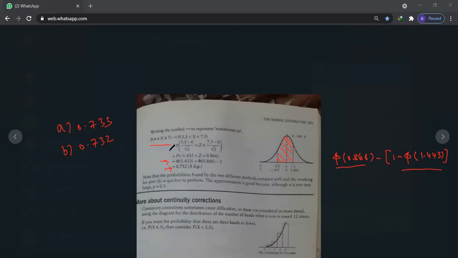Now suppose the question is the probability of x greater than or equal to 3. We want to find the probability when x is greater than or equal to 3, and we want to apply the continuity correction. This will be x greater than 3.5 or 2.5. How will we come to know this?